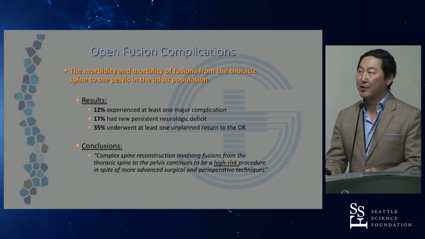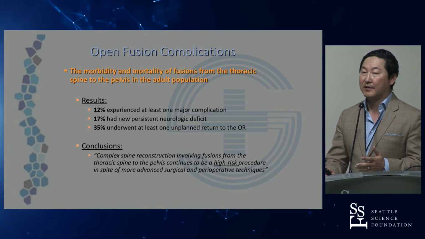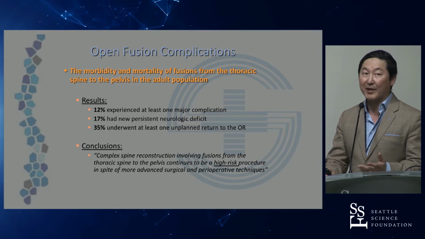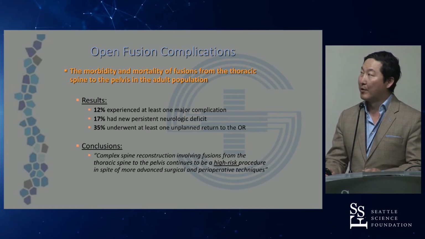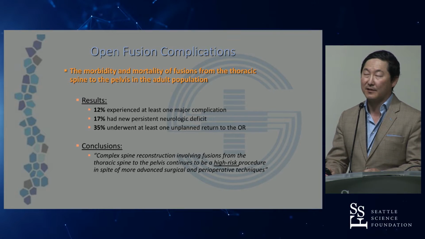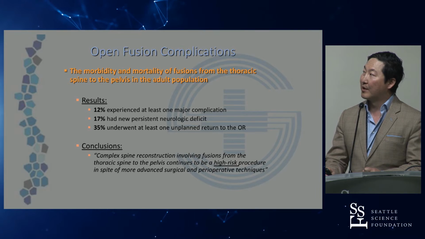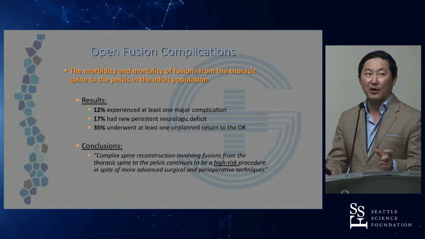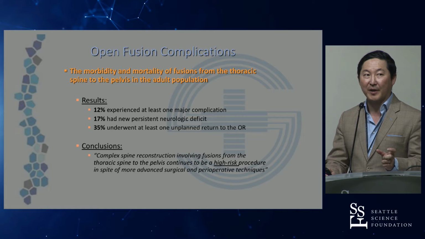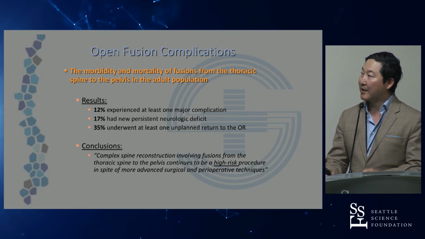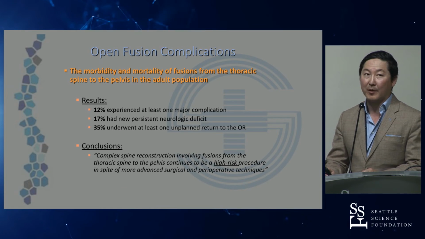But the results also showed that there was a very significant percentage of at least one major complication, at least 12% of one major complication. 17% had new persistent neurologic deficits, and 35% underwent at least one unplanned return to the OR. So at least a third of these patients had to go back to the OR, and that was unplanned. So their conclusion was that complex spine reconstruction involving fusions from the thoracic spine to the pelvis continues to be high risk, in spite of more advanced surgical and perioperative techniques.